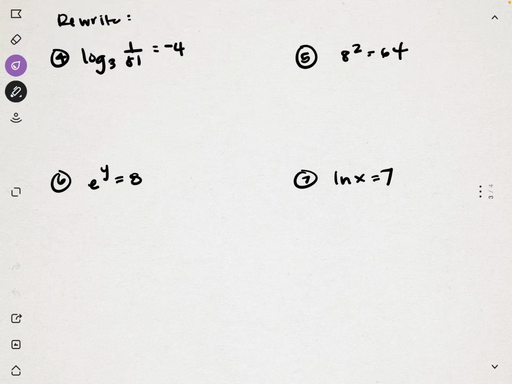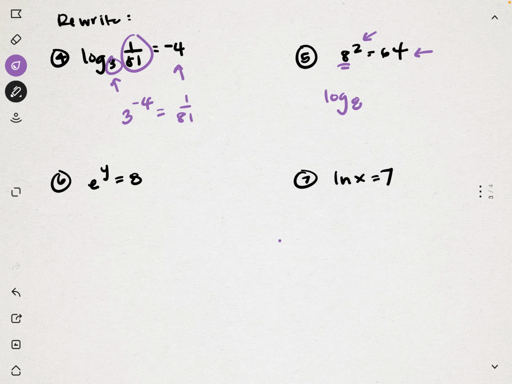Okay, on to the next one. So we're going to practice rewriting logs as exponents and exponents as logs. So remember, this is our base. This is our exponent. And then this is our value. And then same idea when we're doing this. 8 is our base, 2 is our exponent, 64 is our value. So we're log base 8. The value is 64 and our exponent is 2.